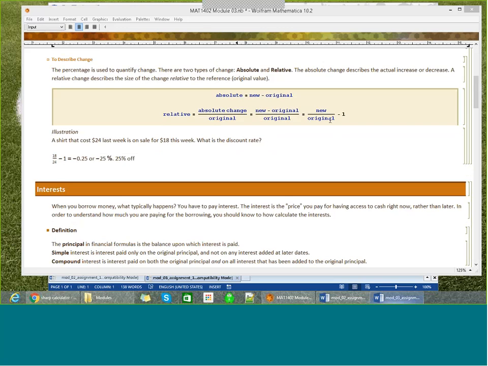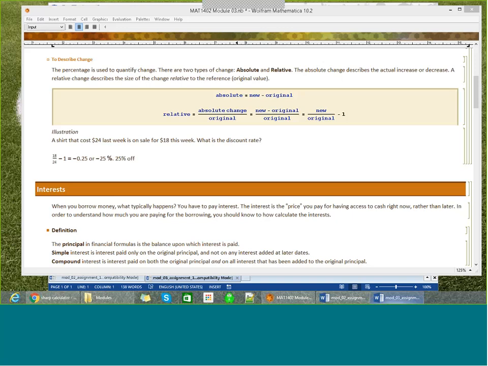It's probably the easiest one, the far right one, where you divide a new number divided by original number and subtract 1. So in this case, it's going to be 18 divided by 24 minus 1. And if you do that calculation in your calculator, you get negative 0.25. So that's the relative change. You can convert that to a percentage, multiply by 100, so that makes it a negative 25%, or you can say 25% off. So that's how you do relative change.